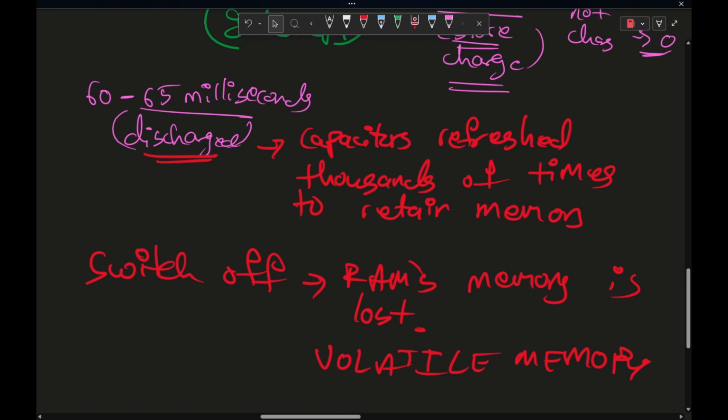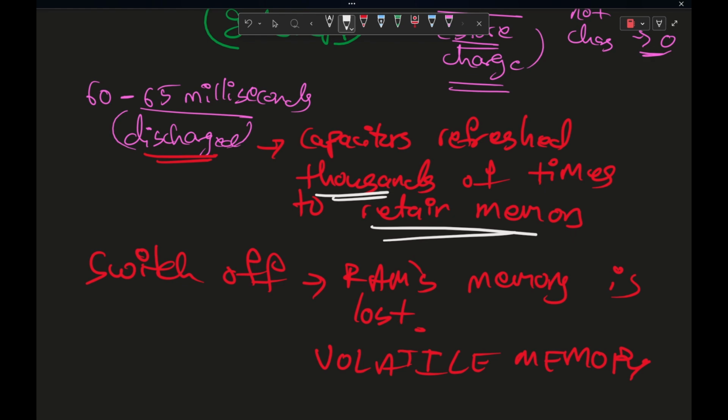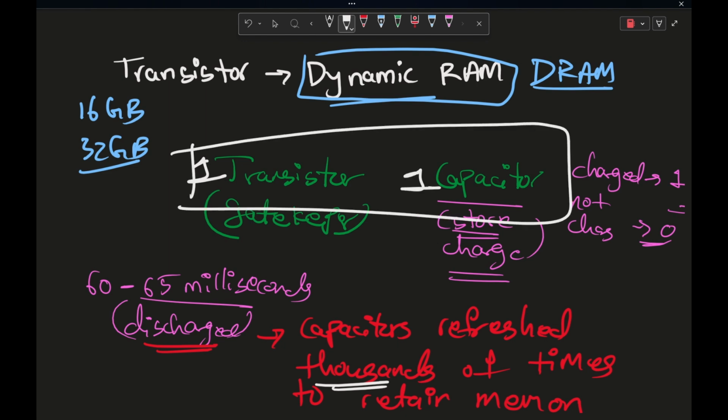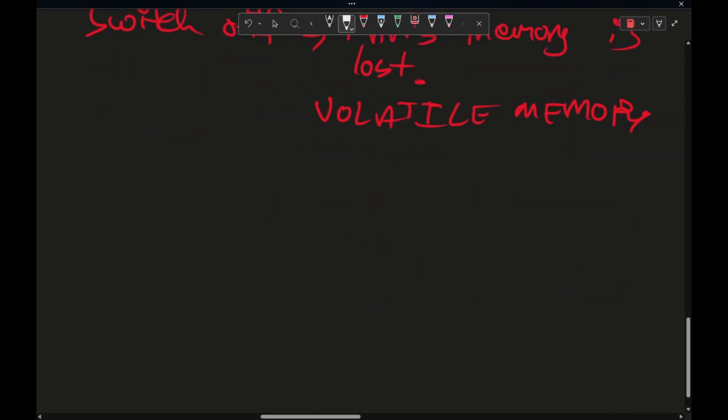So a processor is working on the back end, and it is constantly testing whether the capacitor is charged. If it is not charged, it will apply voltage to the transistor so that the capacitor can be charged again. If it is charged, it won't apply the voltage. This process is undergone thousands of times in a second to retain the memory in the RAM. And it basically consists of just one transistor and one capacitor, so it can be used to design a relatively larger memory as compared to SRAM.